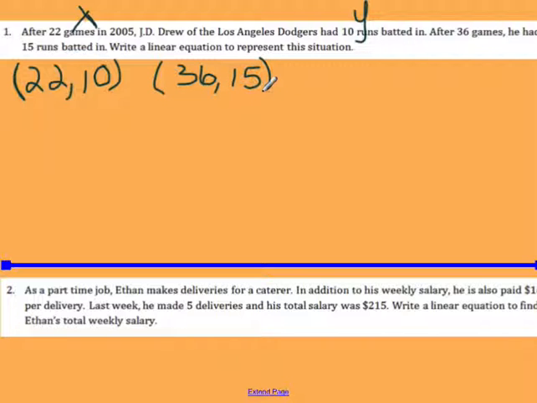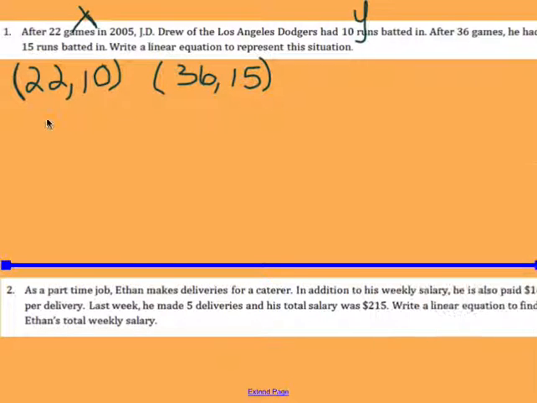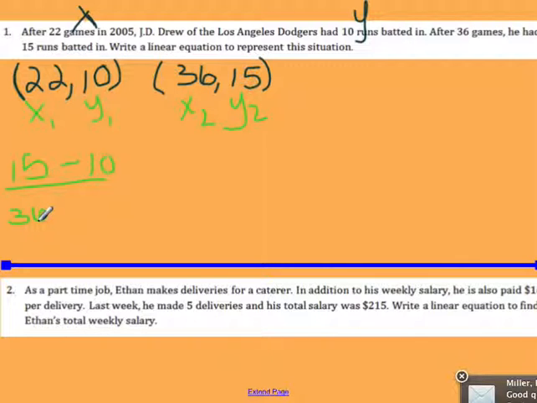Okay, so we want to start by finding the rate of change, so what his increase is. And we do that by calculating the slope. So if you remember that slope formula, y2 minus y1 over x2 minus x1. So we have x1, y1, x2, y2. So let's go ahead and calculate out the slope. We have y2 minus y1 over x2 minus x1. Okay, so 15 minus 10 is going to give us 5. 36 minus 22 gives us 14. So our slope is 5 over 14.